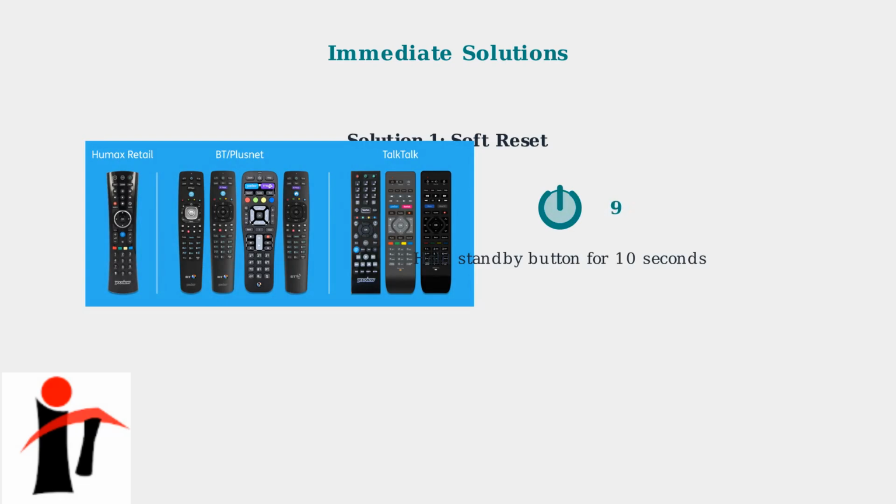Now let's look at 4 immediate solutions you can try right now to fix these recording problems. These quick fixes resolve most issues without needing technical support. First, try a soft reset. Hold the standby button on your remote or the front of the box for 10 seconds. This restarts the recording services without losing your existing recordings.